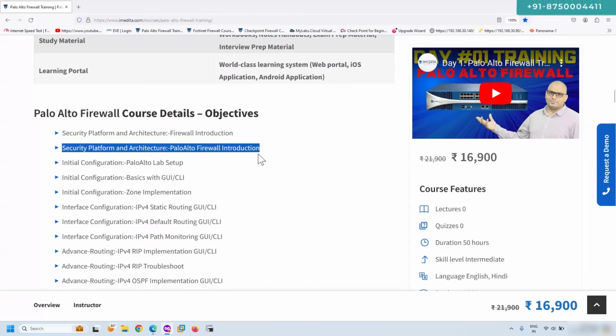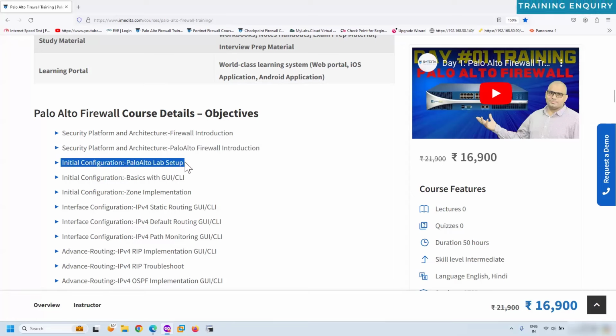After firewall introduction, we will go to Palo Alto firewall introduction. Here we will learn about some history of Palo Alto, who established this company and his background in IT. Then we will discuss what features are provided by Palo Alto, and some other stuff as well. After firewall introduction and Palo Alto introduction, we will go to initial configuration.